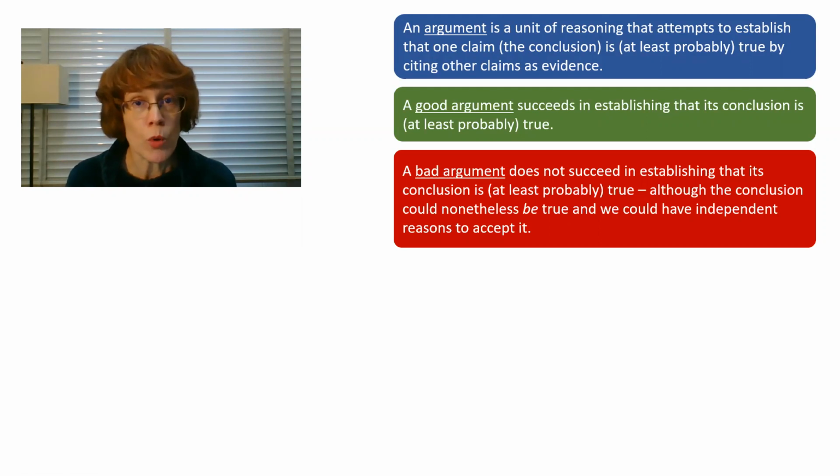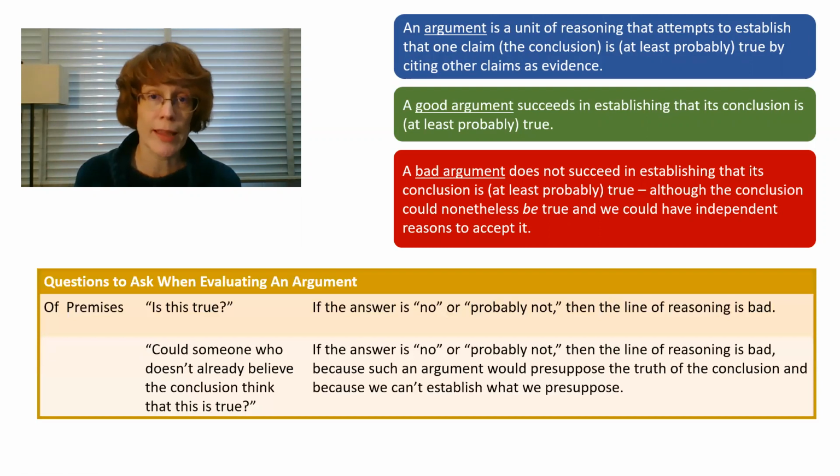We've seen two questions that are very useful to ask when we evaluate arguments, and they have to do with the premises. Premises are claims that an argument takes for granted without proof, right? We saw that the first thing we should ask is, is this true? If it turns out that the premise is probably not true, then it can't establish the truth of the conclusion. And so we can say that that argument, or if we have an argument that has multiple lines of reasoning, that line of reasoning is bad. A line of reasoning is just a pathway to the conclusion.